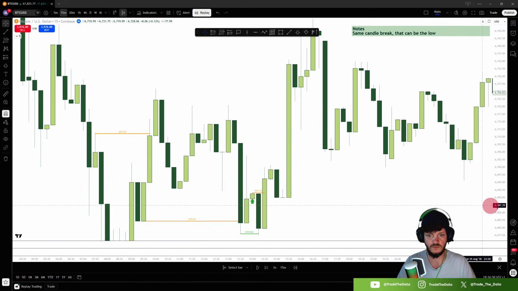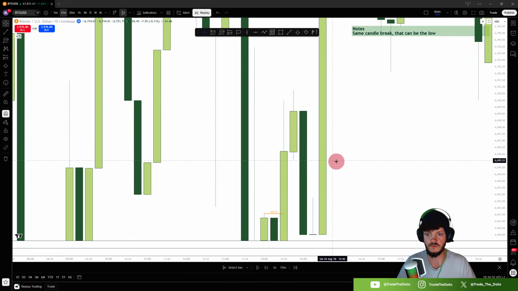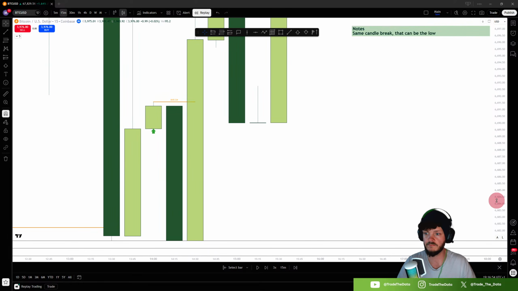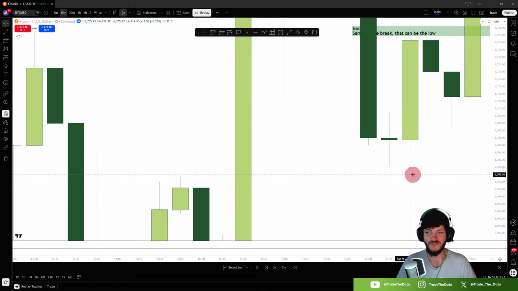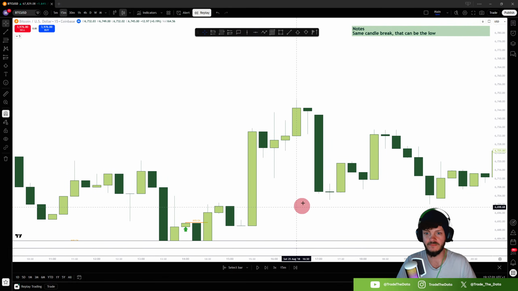$15 shock. Right, 2 down candles. Do we get that there? We do by the looks of it. We don't by the looks of it. Cool. So it's not there. Where's the next one? There.